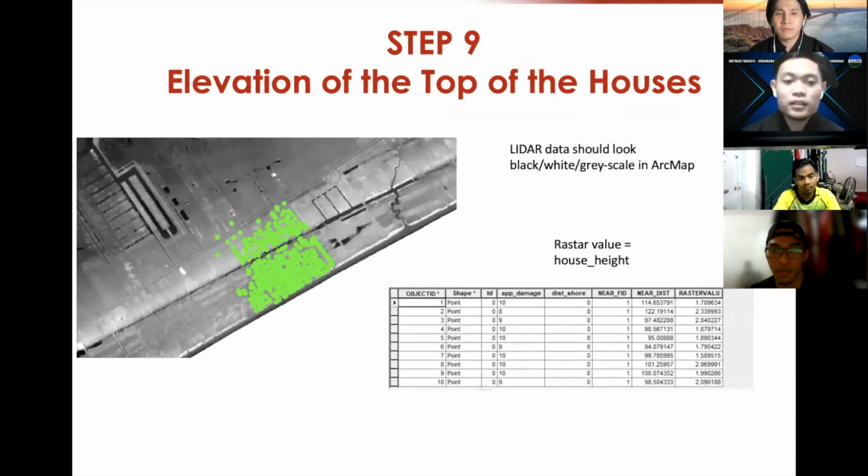Okay, last for step 9, we need to find the elevation value for the top of each house's point by using LiDAR data. We need to find the value from the top of the houses in the LiDAR imagery using the identify tool, then click the pixel value. We can use the tools in spatial analysis, then extraction, then extract values to point, which makes the project easy to conduct.